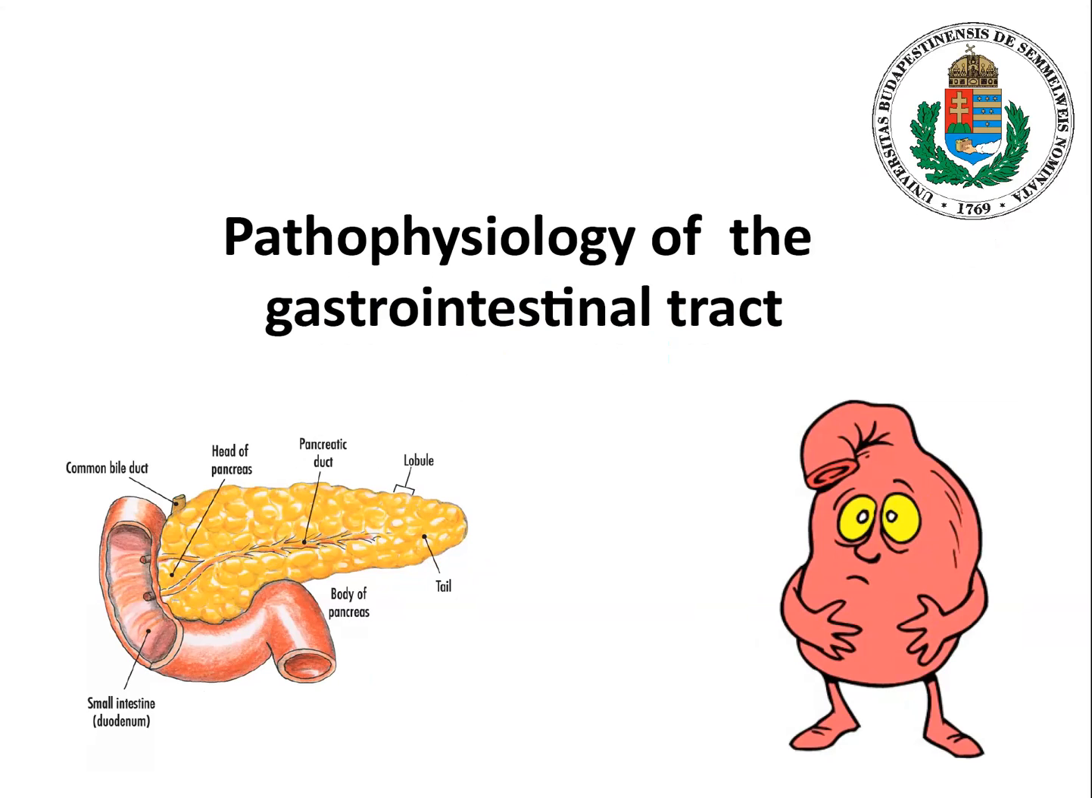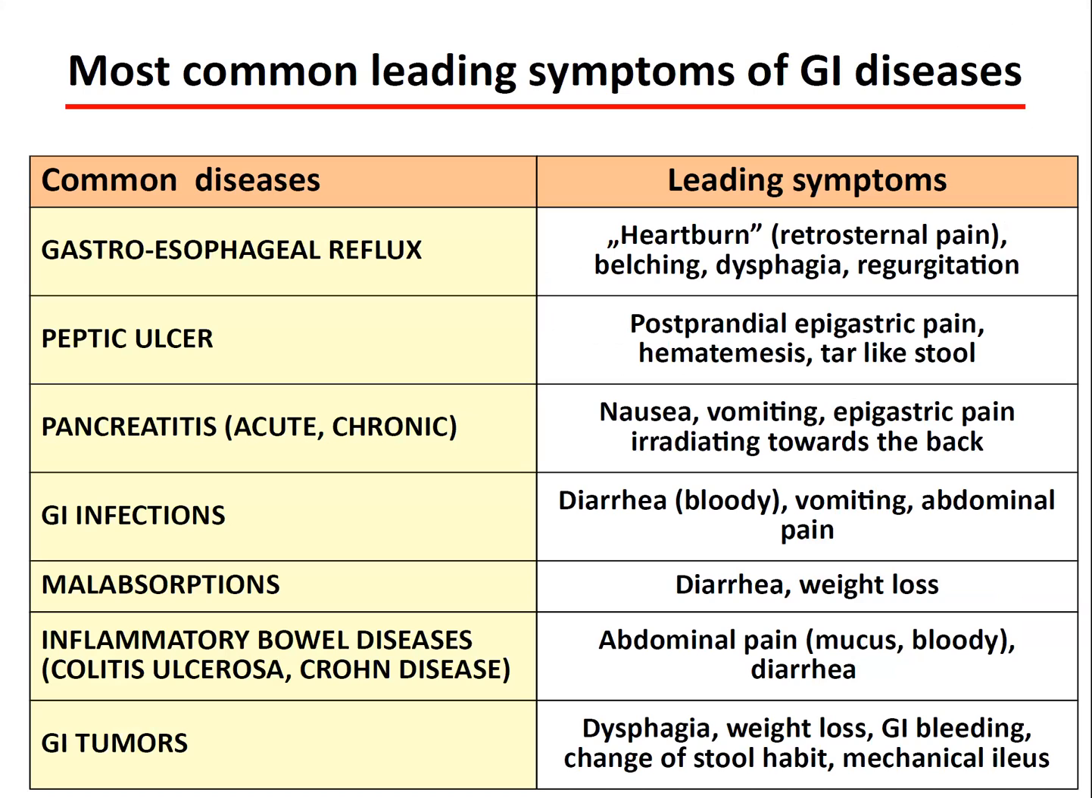Now, the next topic, the big topic, is the GI, or the pathophysiology of the gastrointestinal tract. Now, what can be the most common symptoms of a patient who has some GI problem? Mostly the patient does have leading symptoms that can be associated with different diseases. This kind of list is listed from the most common one to relatively the last one.